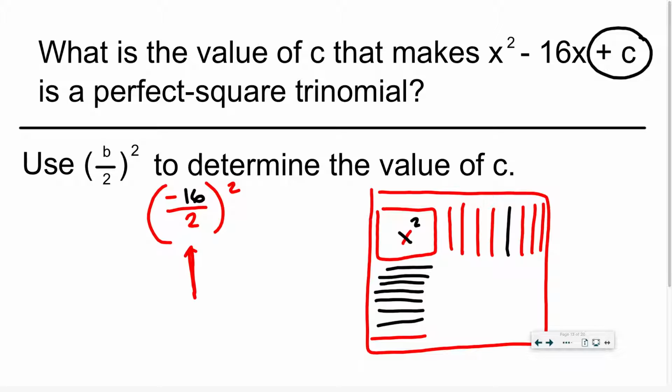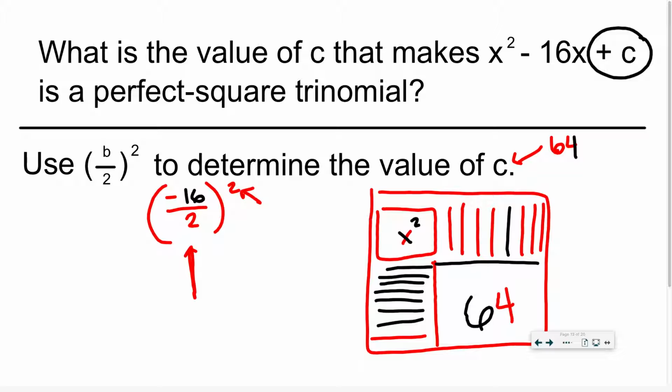What would I square? I would think about rows of 8 and columns of 8. There would be 64 in here. That's why we square. So the value that we would add to finish or complete the square would be 64. Because here, what did we do? Negative 16, we put it into the formula, that little b divided by 2 squared.